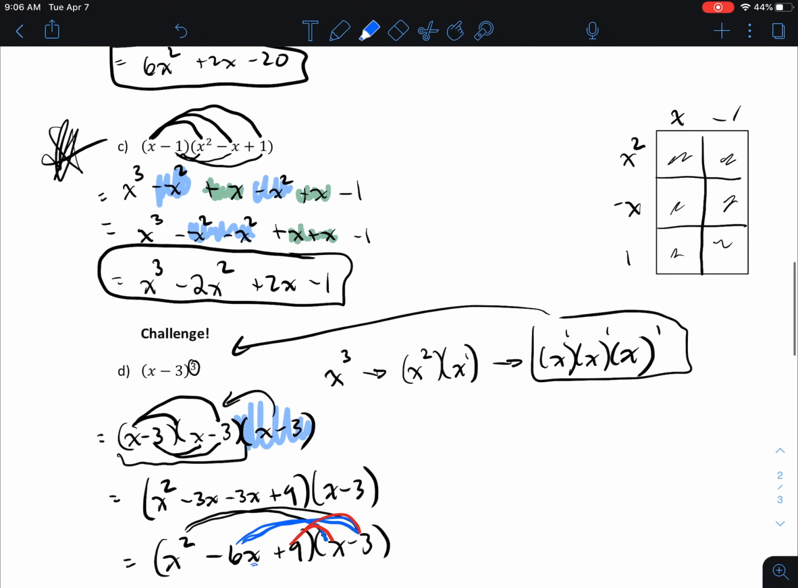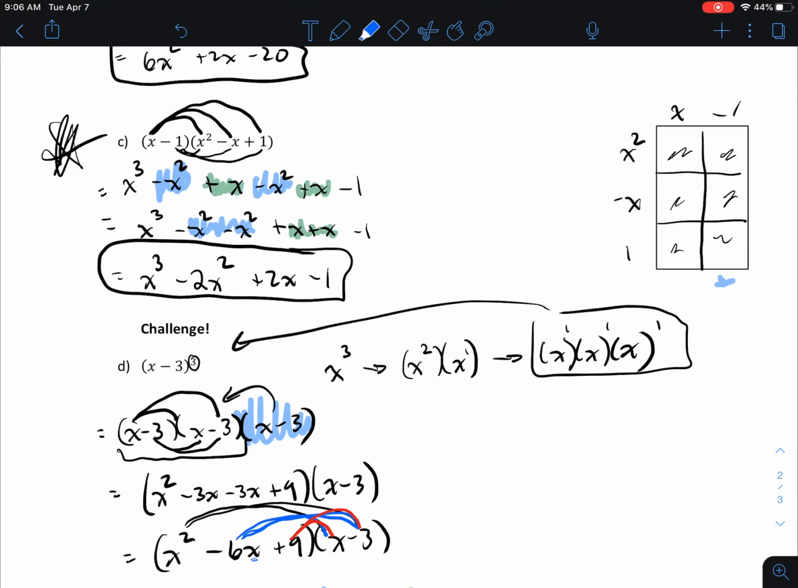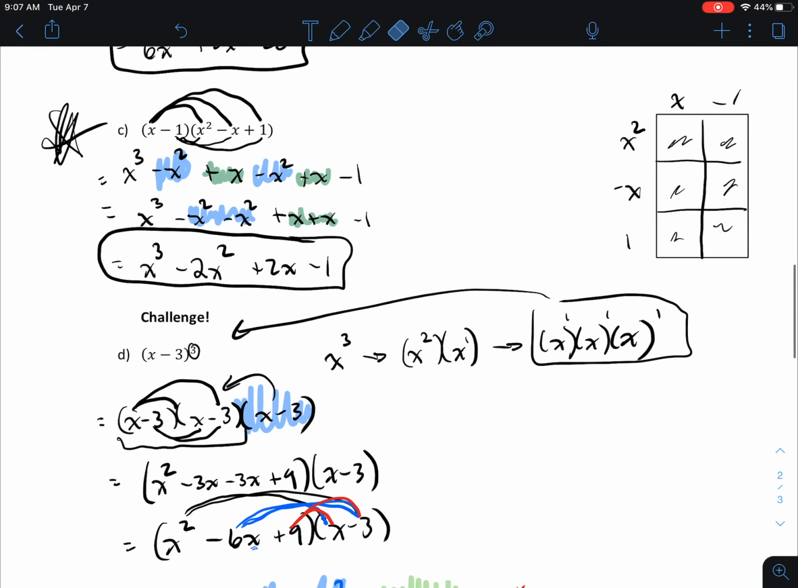Okay, so I had a couple requests to do C with the table method, just because C can be a little bit tricky actually, because it's not really following the same rules per se. You can't really use FOIL, because there's no first or last. It's hard to keep track of with FOIL with this one, because there's not four things. You end up getting six things out at the end, right? So it's a little bit different.